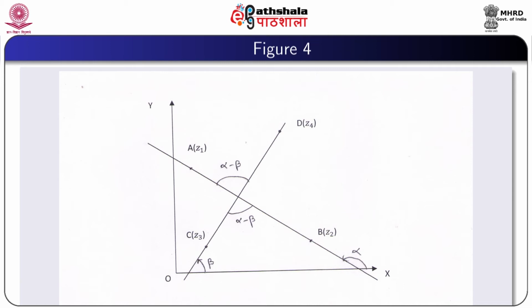So, here the line AB having coordinates Z1 and Z2 makes an angle alpha with the positive real axis, and line DC having coordinates Z4 and Z3 makes angle beta with the positive real axis.